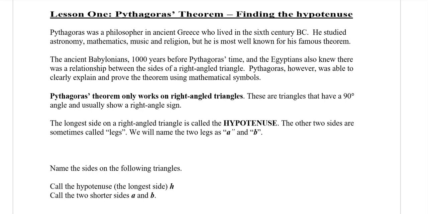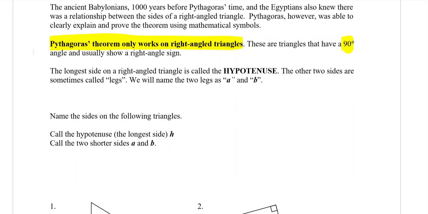Pythagoras' theorem works only on right-angled triangles. So you'll see that there should always be a 90-degree angle in the triangle. The longest side of the triangle has a special name. It is called the hypotenuse. The shorter two sides, which are sometimes called the legs, we will be calling them A and B.